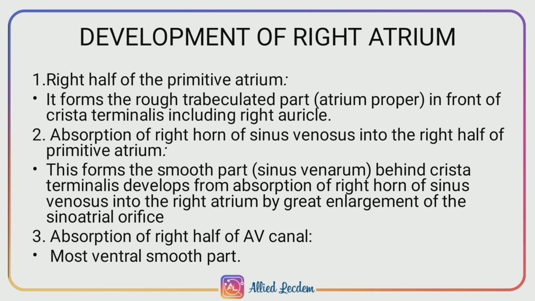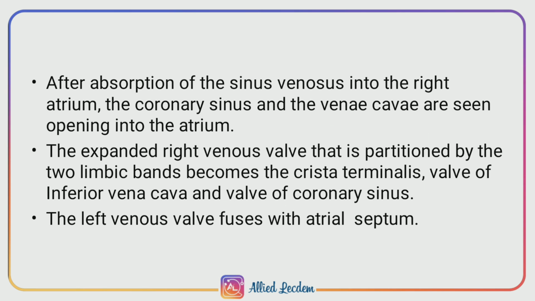This forms a smooth part behind the crista terminalis, developed from the absorption of the right horn of the sinus venosus into the right atrium by great enlargement of the sinoatrial orifice. Third, absorption of the right half of the AV canal. After absorption of the sinus venosus into the right atrium, the coronary sinus and the vena cava are seen opening into the atrium. The expanded right venous wall, that is partitioned by two limbic bands, becomes the crista terminalis, valve of inferior vena cava and valve of coronary sinus.